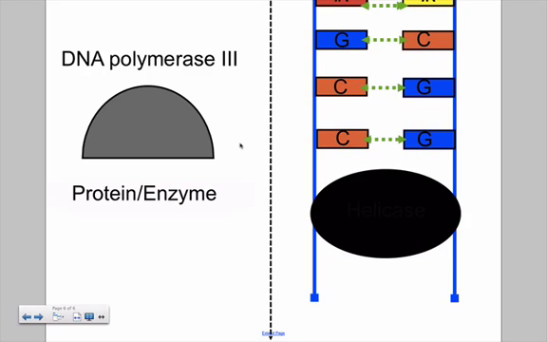What has to happen first, though, in the very first step of DNA replication? Well, we have to have an enzyme that comes in and unzips the DNA. Pause the video and see if you can remember the name of this enzyme. Okay, so what did you come up with? This enzyme that unzips the DNA is called helicase.